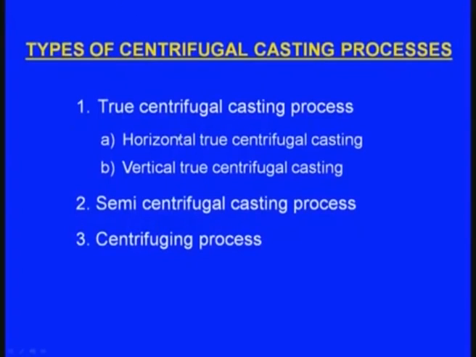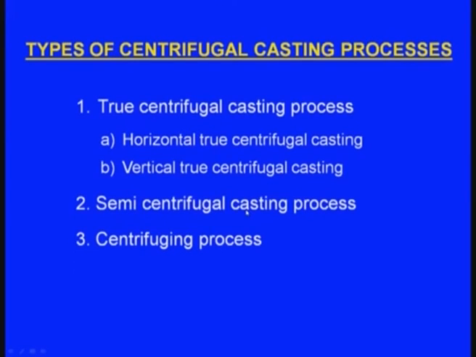So, that is the specific feature of the true centrifugal casting process, and we have seen the semi centrifugal casting process. What is this? This is a variation of the true centrifugal casting process, and the mold always rotates about a vertical axis. But what is the difference between the true centrifugal casting process and semi centrifugal casting process? In the case of the true centrifugal casting process, we always get a hollow cast component or a cast component with a hole inside, whereas in the case of the semi centrifugal casting process, there will not be any hollow cavity. The mold is always completely filled by the molten metal.